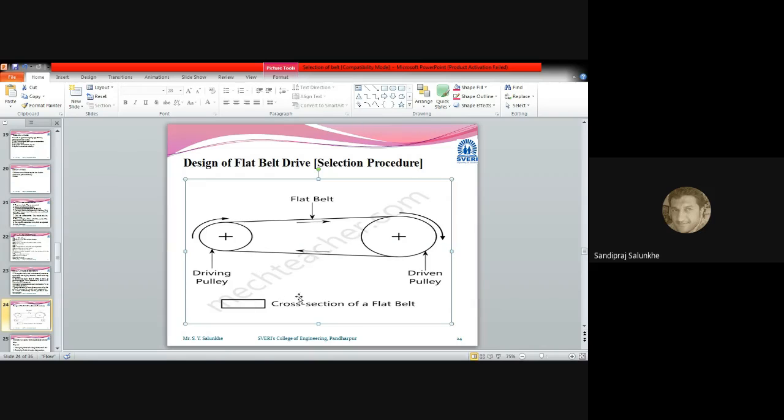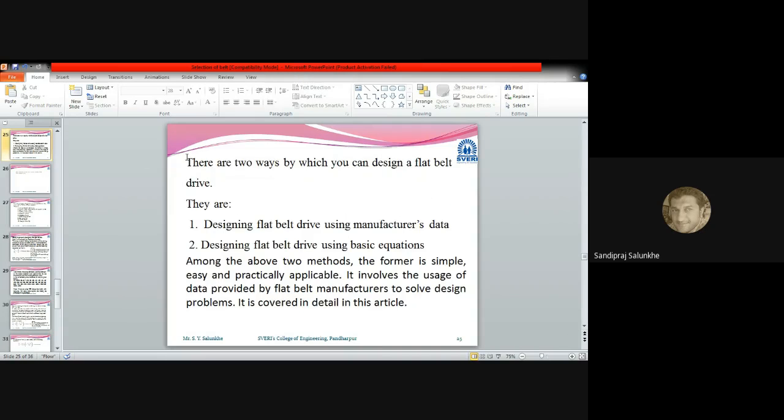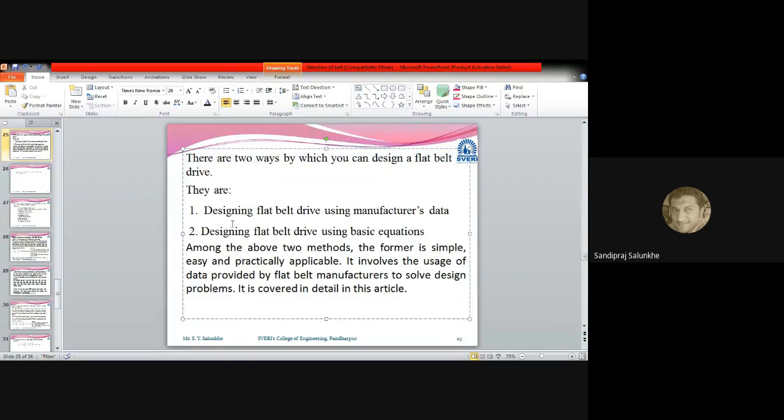Okay, so this diagram indicates the flat belt drive. Next slide, we are going to see that basically there are two different ways by means of which we can design this belt drive. What are those two different ways? The first is designing flat belt drive using manufacturer's data. This is one way by means of which we can design this drive, that is flat belt drive.